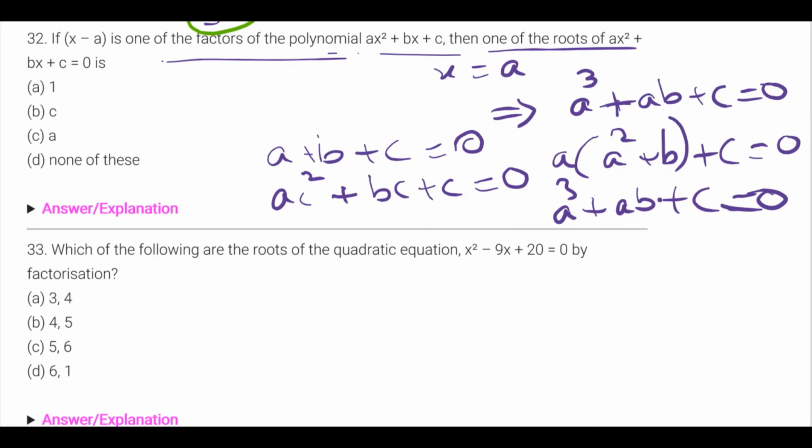So it's trying to relate the polynomials and the quadratic equations. X equals to a is one of the factors of the polynomial. So obviously a is called as the root in the quadratic equations. That's the only difference. In polynomials, a is called as the 0 of the polynomial, and in quadratic equations it is called as the root.